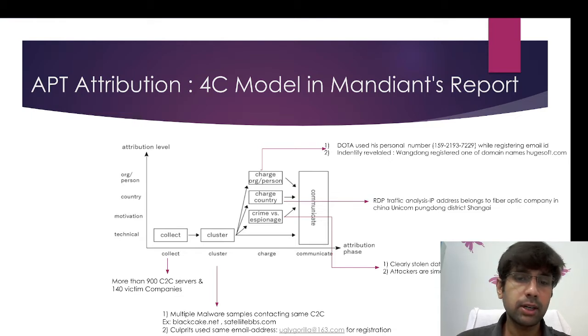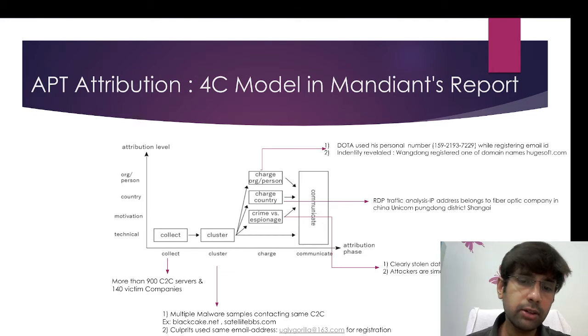Coming to the clustering phase, there are two important things they identified to segregate these malware families. First, multiple identical malware samples were found in various victim networks, communicating to the same command and control servers. Most of the malware tries to connect to blackcake.net or satellitebbs.com. These are the two popular domains, and based on them, they were able to cluster the malware families.